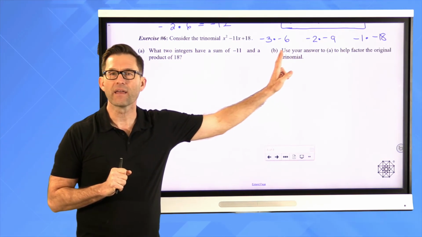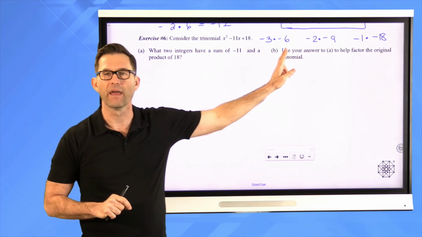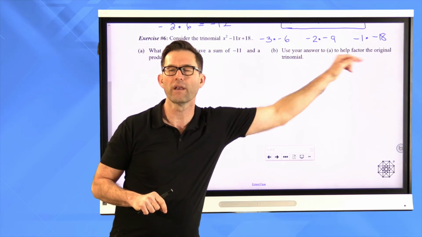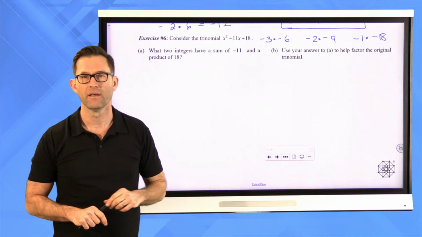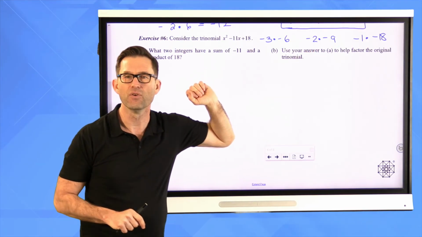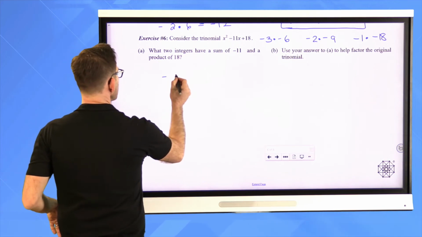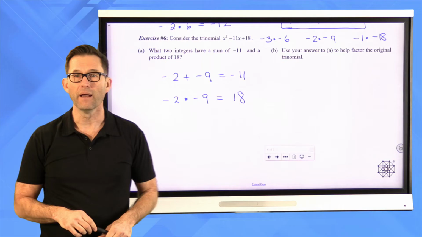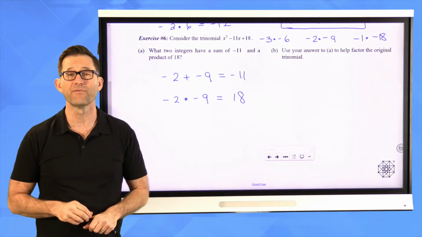If I added negative 3 and negative 6, I'd have negative 9. If I added negative 2 and negative 9, I'd have negative 11. And if I added negative 1 and negative 18, I'd have negative 19. So this is my winner: negative 2 and negative 9. Negative 2 plus negative 9 is negative 11, and negative 2 times negative 9 is positive 18. All right, so those are my two numbers, negative 2 and negative 9.